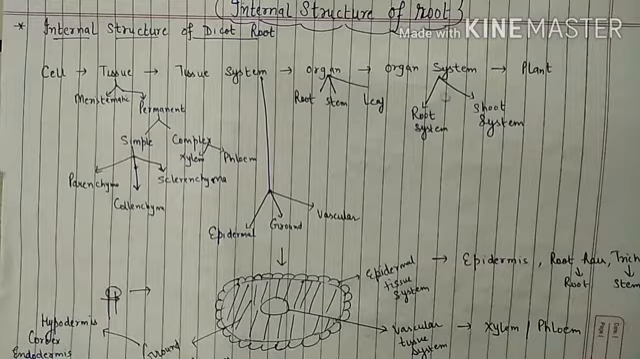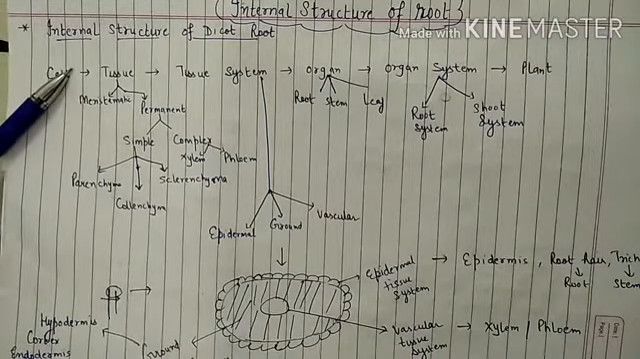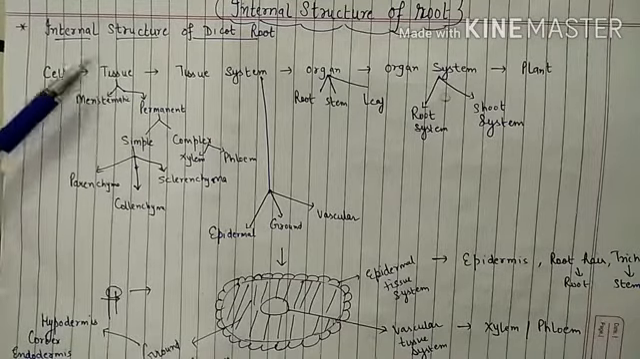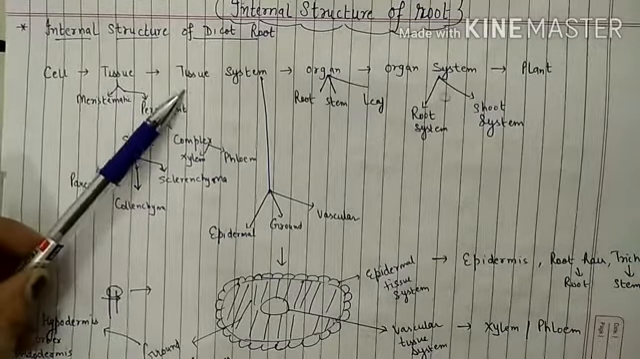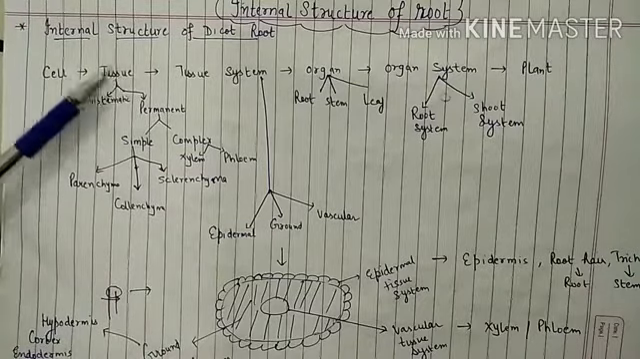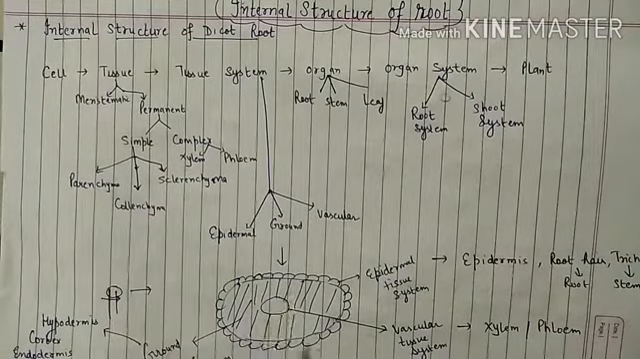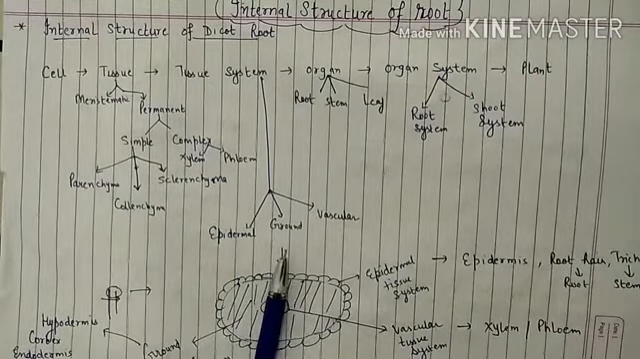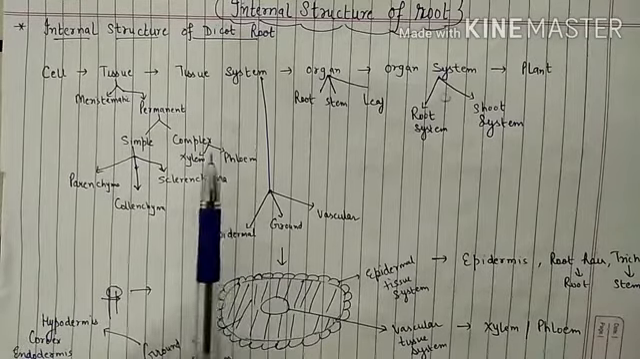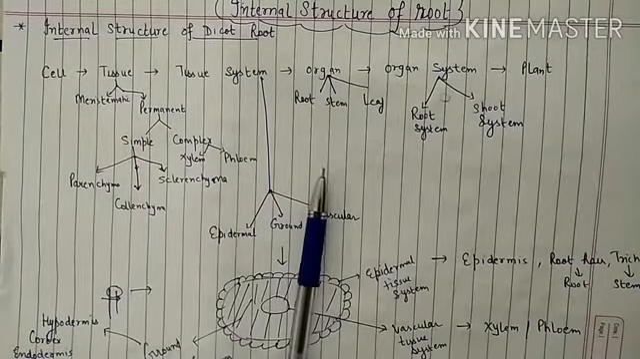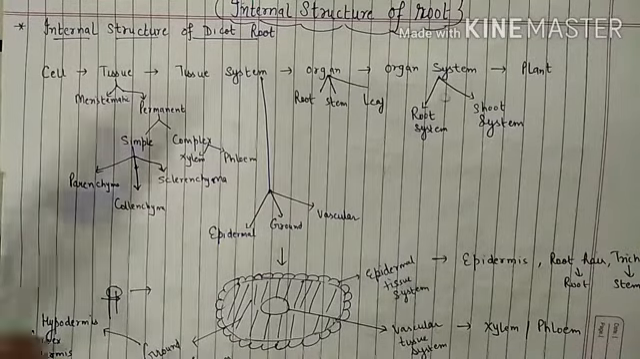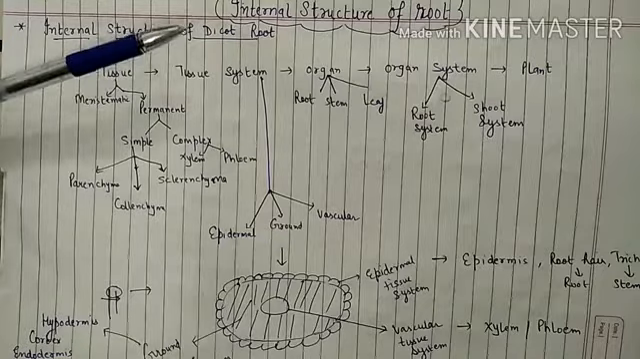Before studying the details of dicot root, you should know that a group of cells of similar common origin forms a tissue, and this tissue ultimately forms a tissue system. A tissue system is composed of one or more kinds of tissues. Then the tissue systems together form an organ, a number of organs form an organ system, and finally a plant body is made.